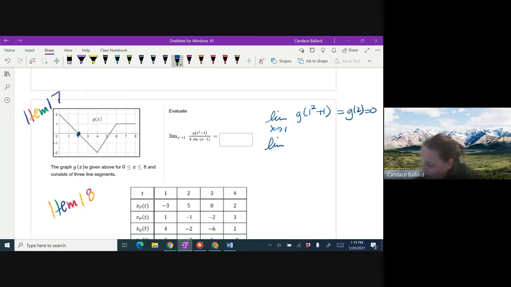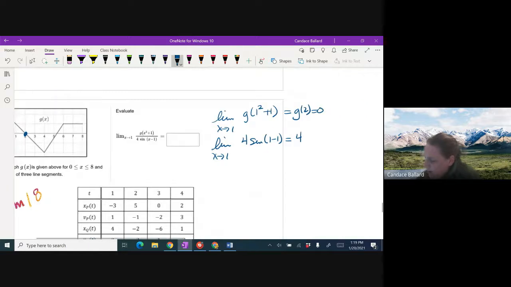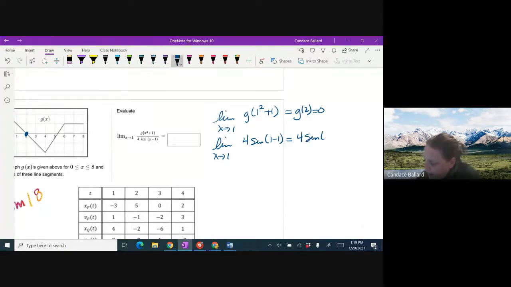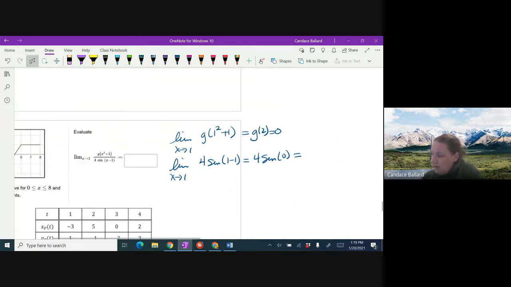And then I'm going to go to the limit as x approaches 1 of 4 sine of 1 minus 1, 4 sine of 0. So look at this. They're getting you to review your unit circle, okay? All right, so sine of 0 is what? If I pull out my good old unit circle. So what's sine of 0? Nice, it's 0. So I have 4 times 0 or just 0.